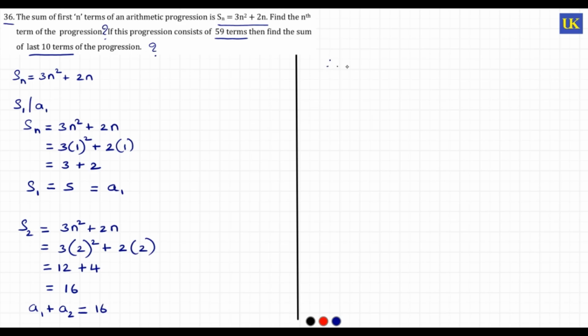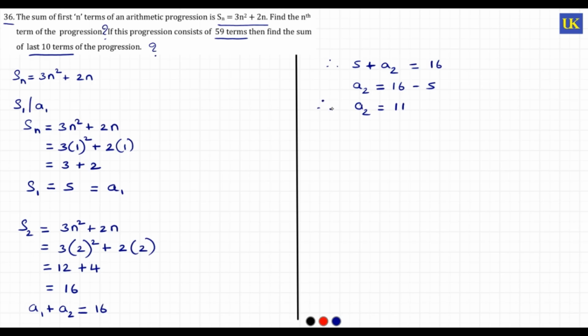Now therefore, I know that A1 value is what? A1 value is 5. So now here in place of A1 I will write 5. 5 plus A2 is what we need to find out. So I'll keep A2 as A2 only, is equal to 16. Now A2 is equal to, I will send 5 that side, it will become minus. A2 is equal to 11.